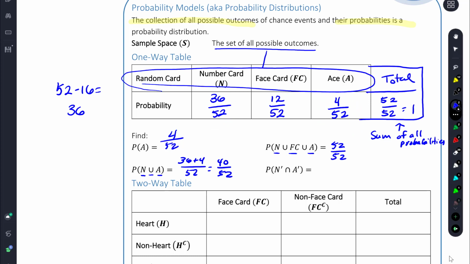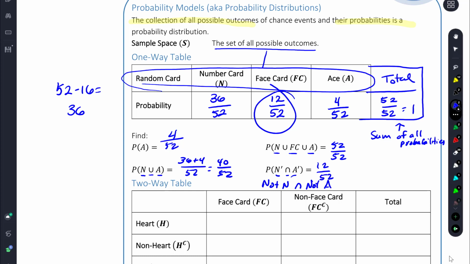That just shows us the outcome is indeed certain. You will have one of these 3 types of cards. Finally, we have N prime and A prime, which means not a number card and not an ace. So what kind of cards are neither number cards nor are they aces? The only one that fits both of those characteristics are the face cards, and that's 12 out of 52.